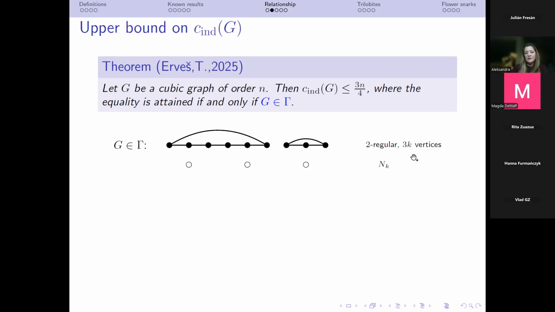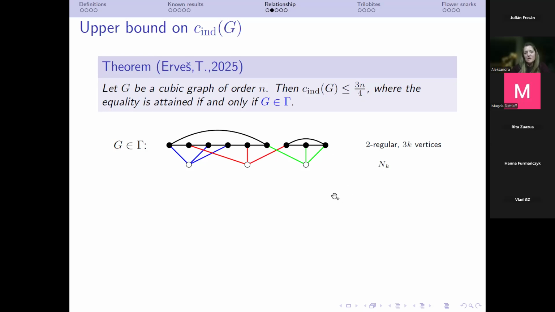And then we add exactly k vertices which are not connected to each other. So I just added an edgeless graph N_k, and then we add edges so that we get a cubic graph, something like this. And if a graph can be constructed in this way, we say that G belongs to this family Gamma. And these are exactly the graphs for which this bound is attained.